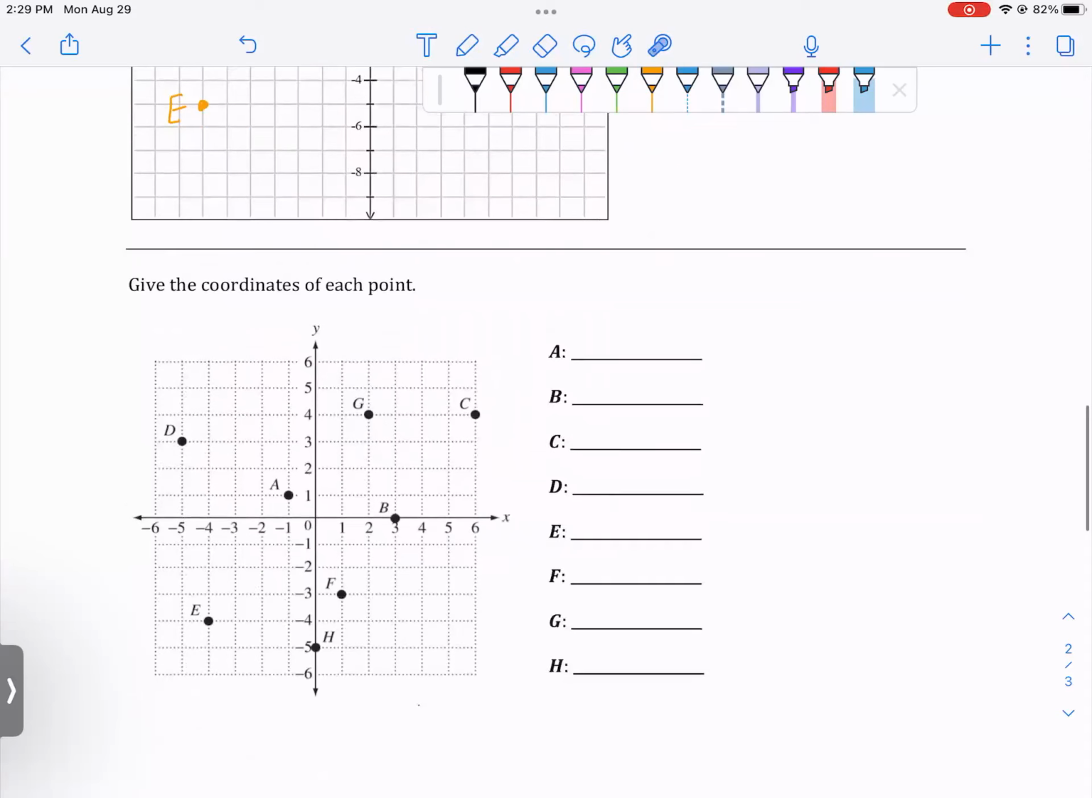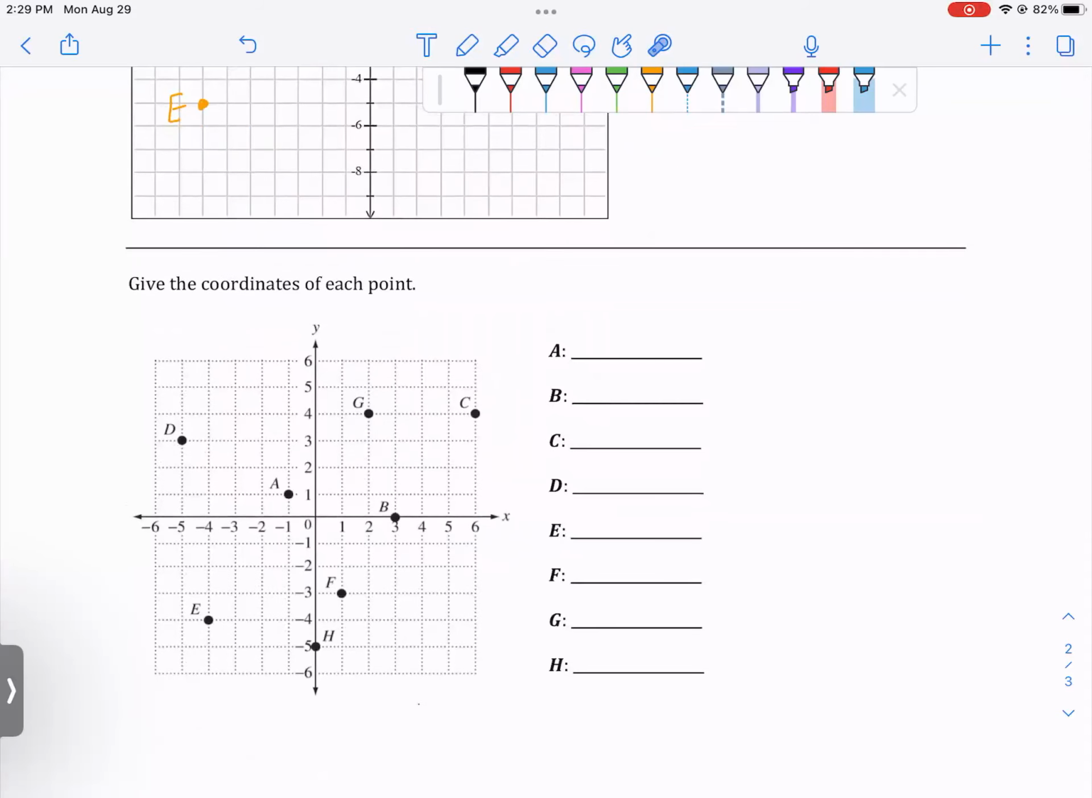Now we can go in the reverse direction as well and give the coordinates of each point. And maybe what I should have said before the previous example is if you're interested in trying these problems for yourself, instead of just watching me do them, please pause the video, try them for yourself, and then scroll forward past me doing them to see if you got the answer right. So let's look at these coordinate points and find their names.